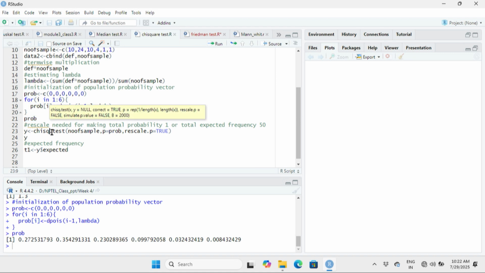Then what will be the chi-square test statistic? Number of samples, p is the proportion, here it is the probability. And one more thing not to be missed: in the chi-square test syntax you have to incorporate rescale.p is equal to TRUE. That means you are instructing R to make the total probability 1. Everything I have written as a comment just above the syntax line, so do not miss those comment lines. That hash line means a comment line. Okay, so let us run this line.